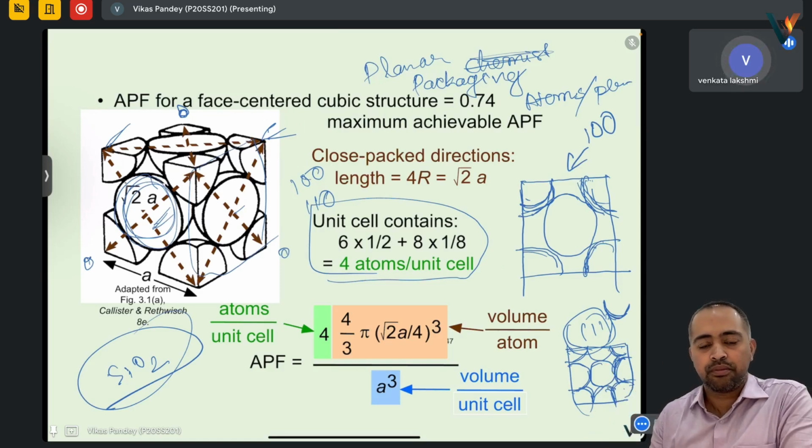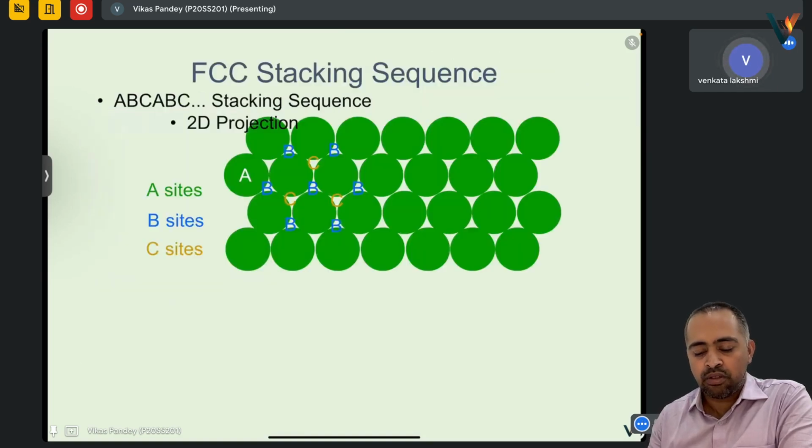Sir, generally, what will be the question, sir? Will they ask the number of atoms in a unit cell? Just checking, sir. Somewhere I have seen, sir. Okay, just checking.